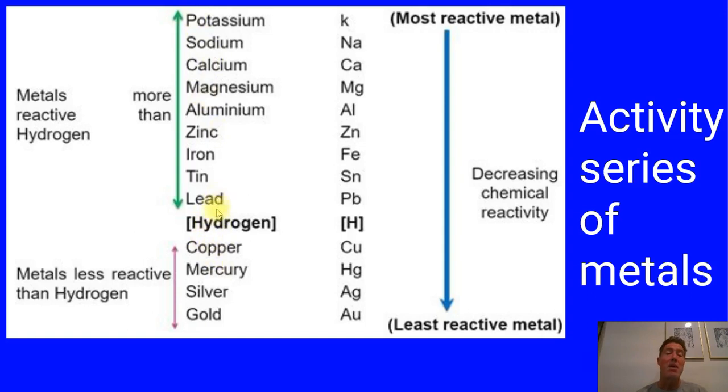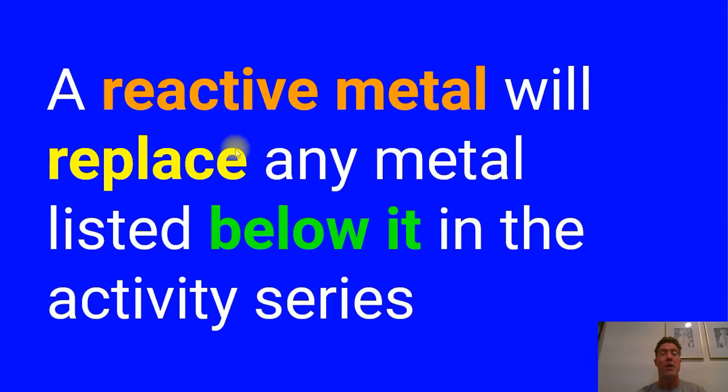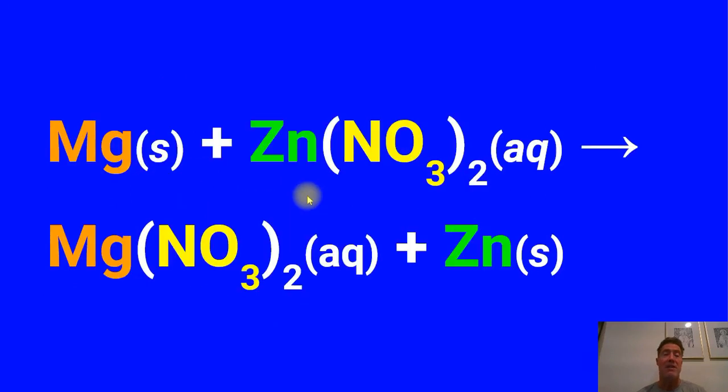So metals that are above hydrogen are more reactive. And here's how you read this. Any metal above another metal will replace it in a single replacement reaction. So magnesium will replace zinc. Zinc will replace tin. But tin will not replace iron. It's the higher ones can replace the lower, but not vice versa. A reactive metal will replace any metal listed below it in the activity series.